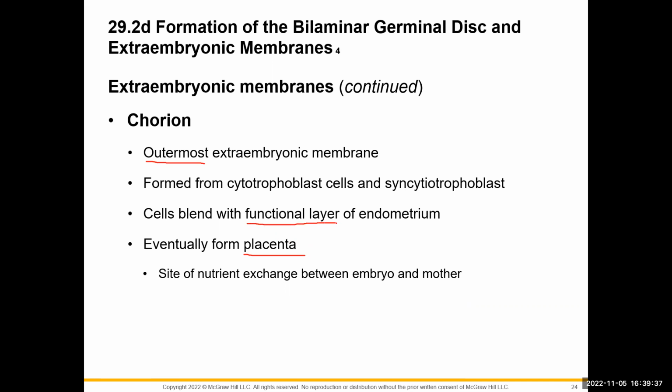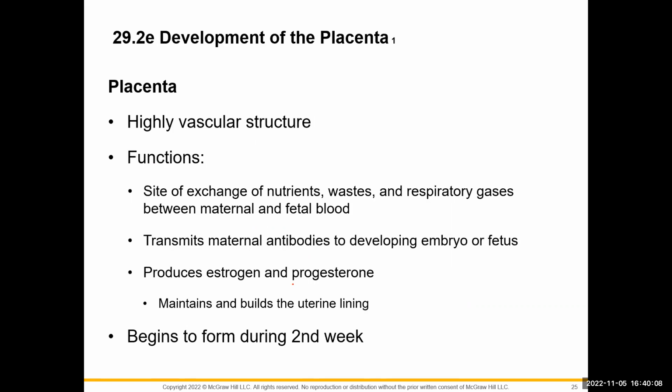And so once the placenta forms, like I said a little bit earlier, that's where we're going to see nutrient exchange between the embryo and the mother. So the mother's side of the placenta will provide oxygenated blood, for example, whereas the embryo side of the placenta will provide carbon dioxide. And so we'll see an exchange of respiratory gases across the chorion, eventually the placenta. So speaking of the placenta, let's talk a little bit about the placenta here. Very important structure.